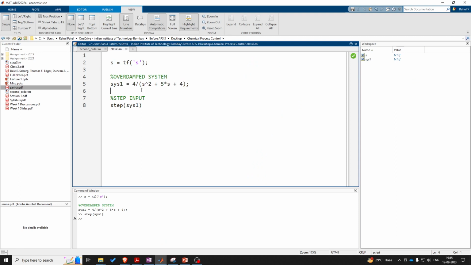So I will just define a new system, let's just call it sys2. So I'm increasing the value. Let's just call it as 6. So either it will become an underdamped system or overdamped. Let's just see what response we'll be getting on the basis of this.